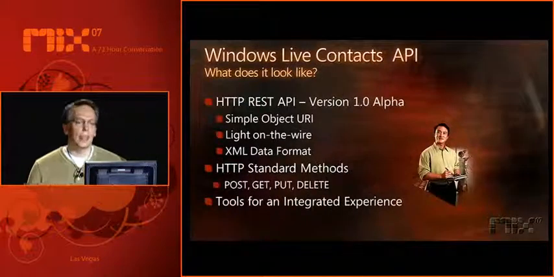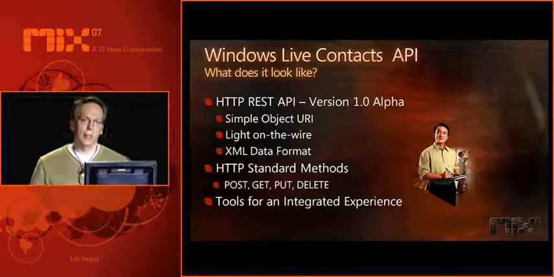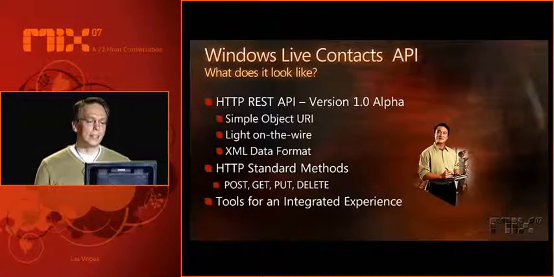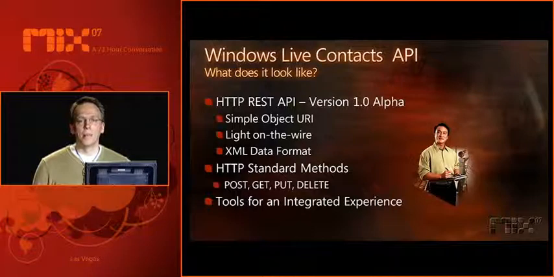So what is the Windows Live Contacts API? It's a simple HTTP REST API. We're releasing this as version 1 today. You can go and play with it today. It's a version 1 alpha, meaning we're looking for feedback. We're releasing it to you. You can play with it. You can sign in. You can use it. You can build it into your own beta sites. But we want your feedback.